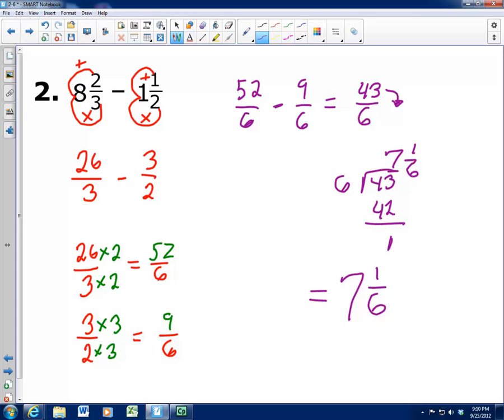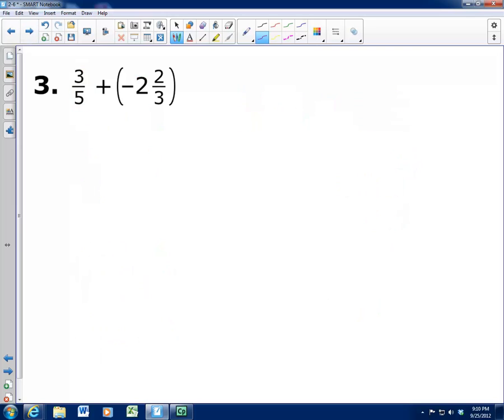Not terribly difficult. It looks like a lot of steps, but none of them are really hard. Okay? All right, good. Let's take a look at our next one. All right, our next example says 3/5 plus -2 and 2/3. Dang, negative numbers never go away, do they? Okay, and that's probably going to be the biggest issue that we're going to have on this one. So let's take a look.